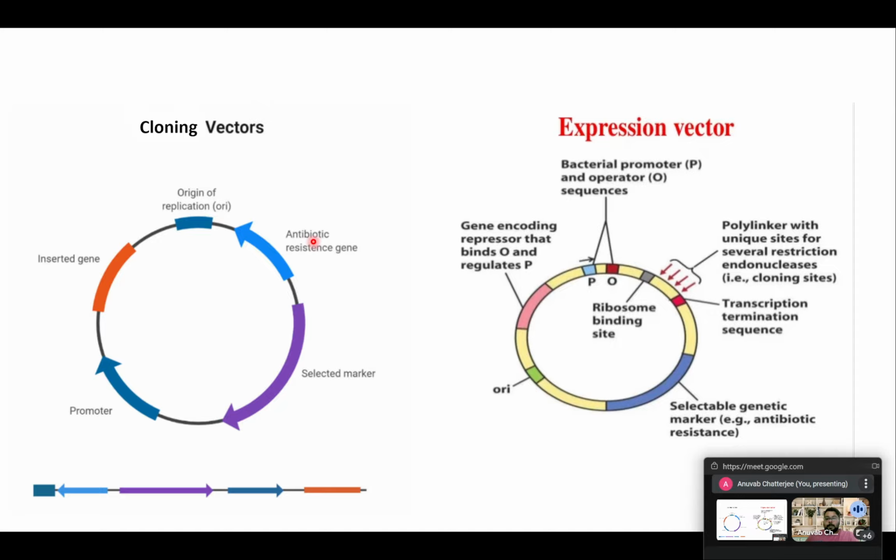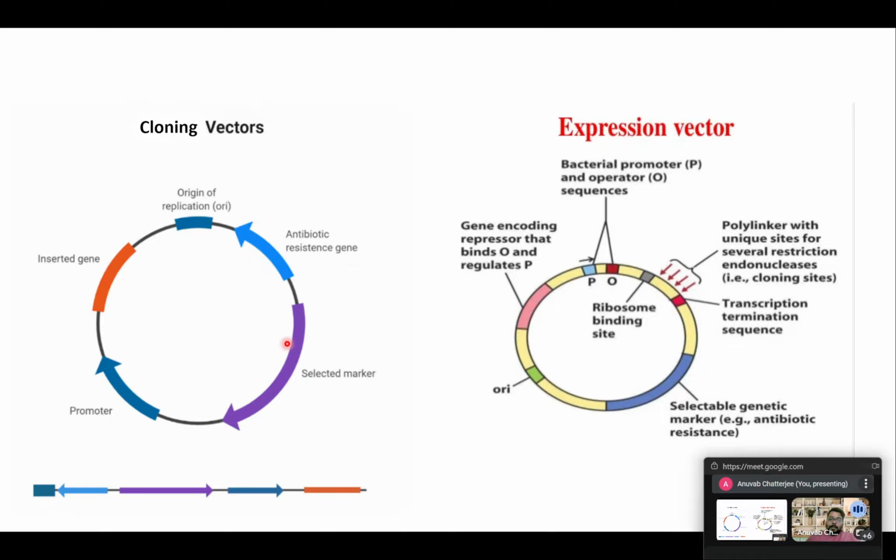Then we have an antibiotic resistance gene, which helps in selection. So if you have a particular plasmid that can grow in ampicillin, then you grow the bacteria in ampicillin-containing media so that any kind of contamination cannot come into play, because you're selecting for antibiotic resistance. So any bacteria that has this plasmid will only be able to grow in that particular media.